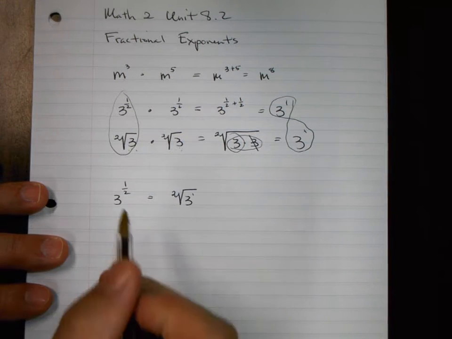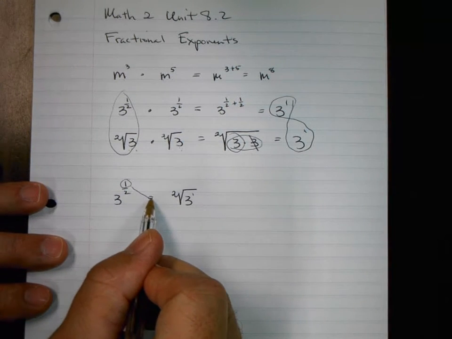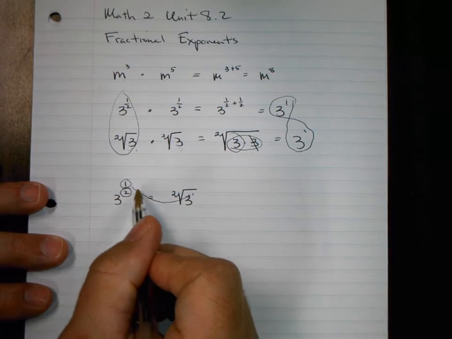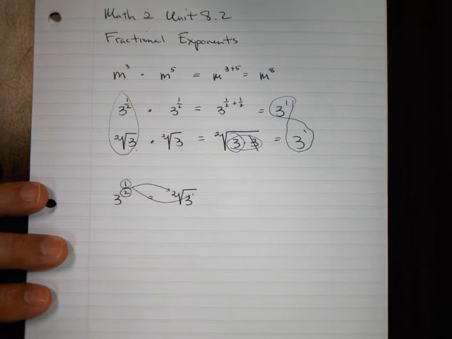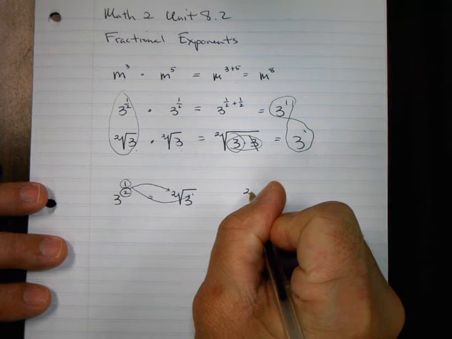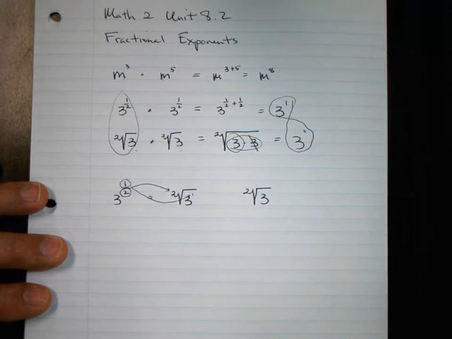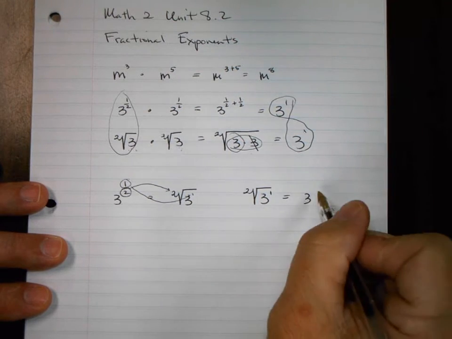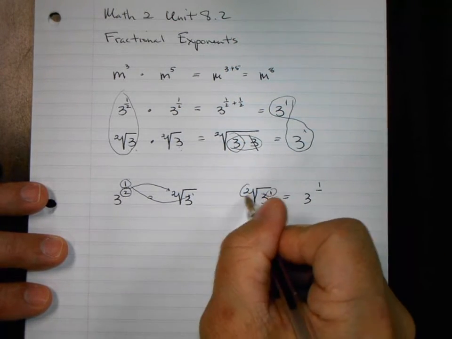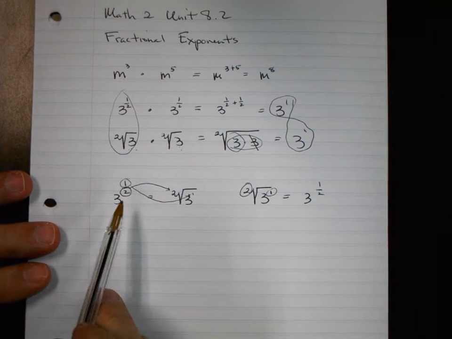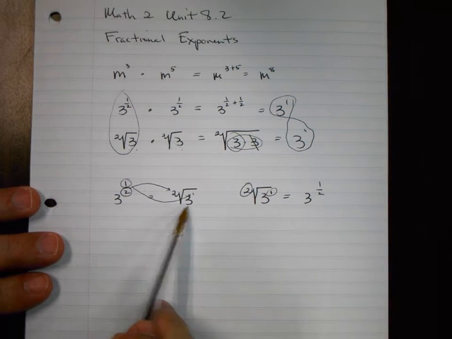So hopefully what you can realize is the numerator is the exponent here, and the denominator is the root. Now, of course, we can go backwards as well. If we have the square root of 3, of course, we could rewrite this as 3 to the 1/2. And that's what we're going to be doing really the rest of this unit, changing fractional exponents to radicals.